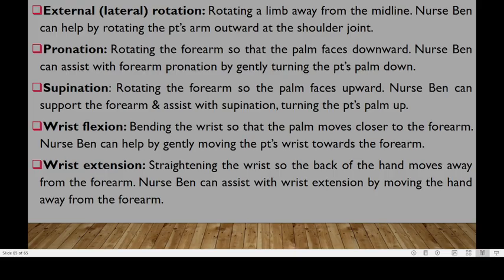And we can also help by gently moving the patient's wrist towards the forearm, that is wrist flexion. And lastly, we have wrist extension. Remember, straightening the wrist so that the back of the hand moves away from the forearm. So we can assist with wrist extension by moving the hand away from the forearm.